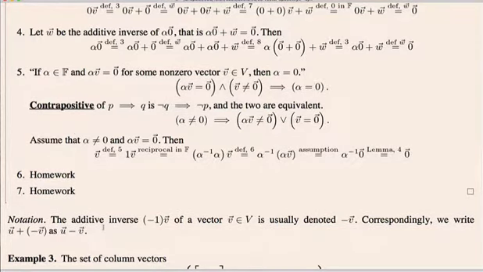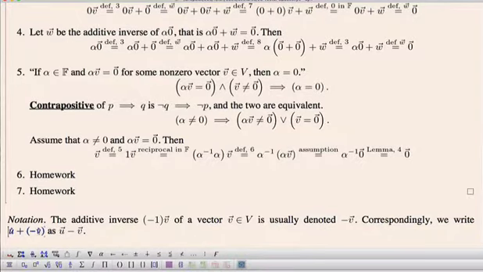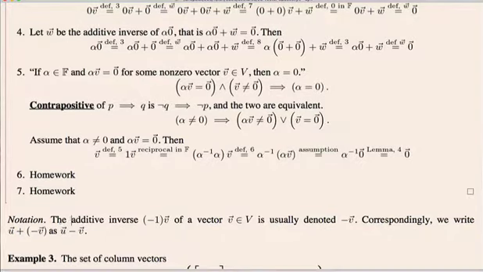But we mentioned here that the additive inverse, minus 1 times a vector v, is usually denoted by simply minus v. But this is simply a notation. And correspondingly, we write u plus minus v, where minus v is the additive inverse of v, simply as u minus v, like a subtraction. But you should remember that this is, by definition, adding together u with the additive inverse of v.